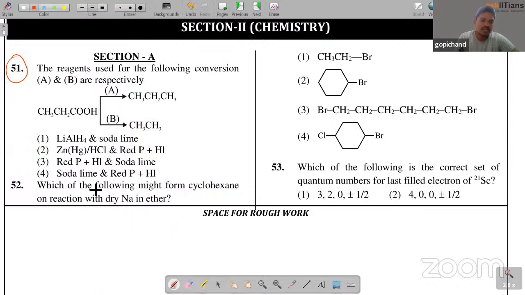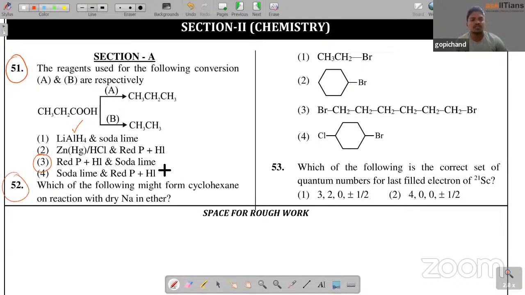So remember LiAlH4 is the strongest reducing agent. It can reduce acids to alcohols or carbonyl compounds to alcohols. And another reagent, NaBH4, can't reduce acids actually. It can reduce aldehydes and ketones, converting them into alcohols. Got it? So, question 52.